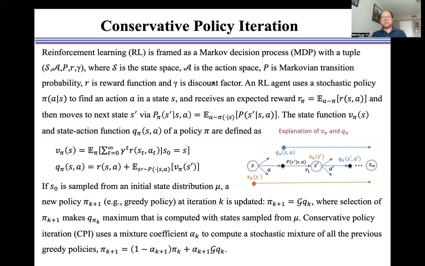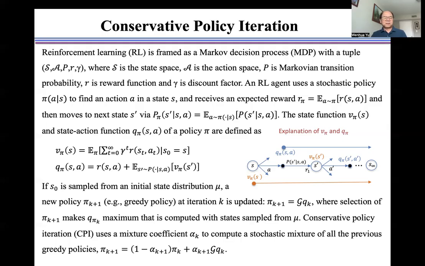The state value function V pi and the state-action value function Q pi of a policy pi are defined as here; this V pi and this Q pi are explained in this figure. If S0 is sampled from an initial state distribution mu, a new policy pi k plus 1 at iteration k is updated using this formulation, where the selection of pi k plus 1 makes Q pi k maximum, which is computed with the state sampled from mu.